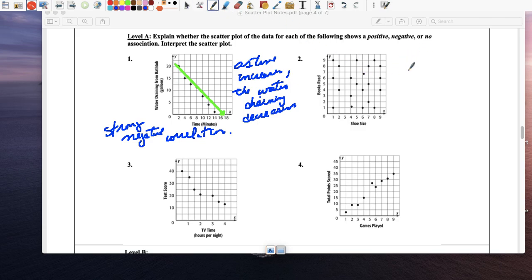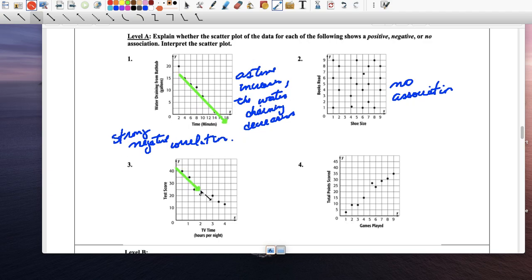This one is no association. Okay, you can clearly tell. Like, there's no way you can draw a line of best fit here, so there's no association here. This one definitely looks like a negative correlation, right? Like that.